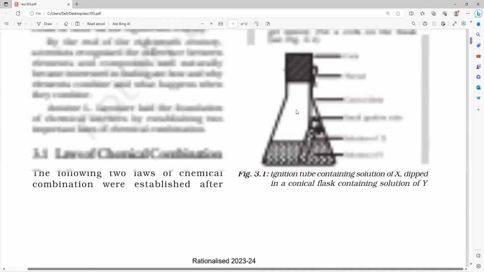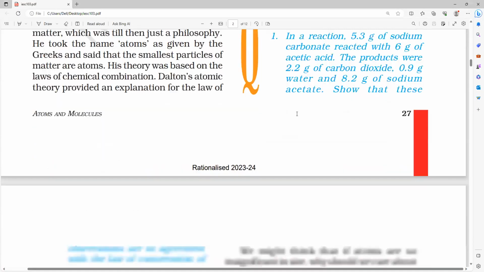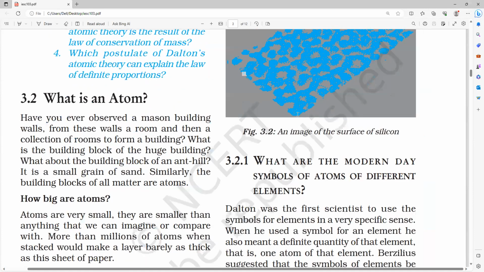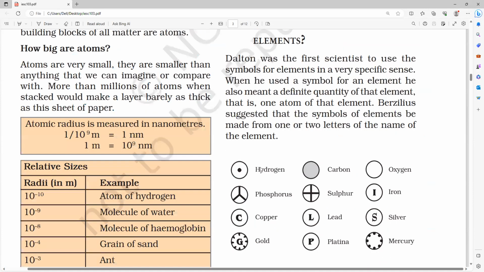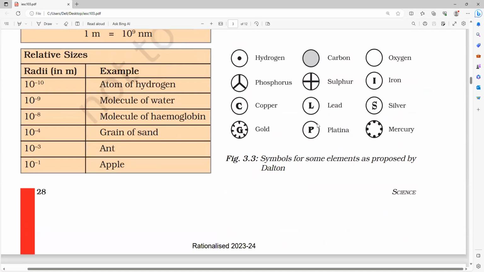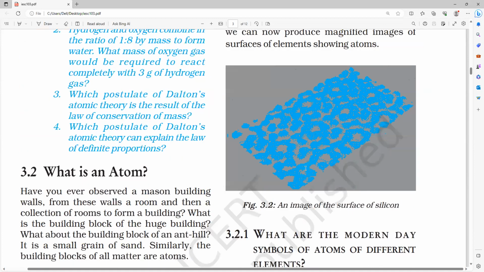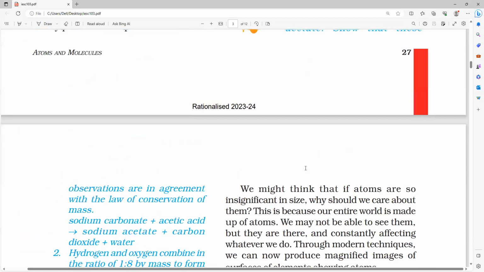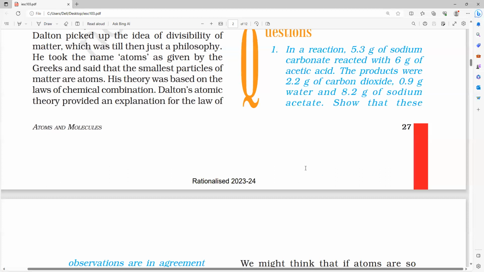So keep heading, everybody. Next, symbols of elements. If you see the symbols of elements, of course, this is also from olden days. So these are actually the symbols of Mr. Dalton. Okay, so symbols for some elements as proposed by Mr. Dalton. Of course, before that, there are symbols of elements, that is what I'm going to tell you now.